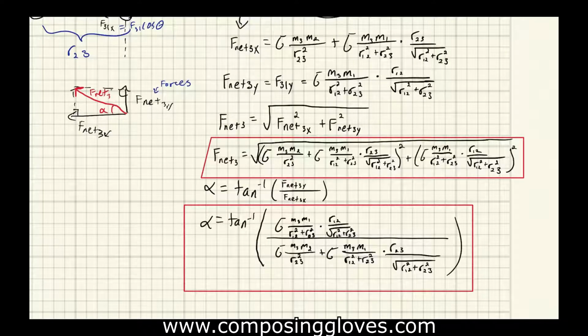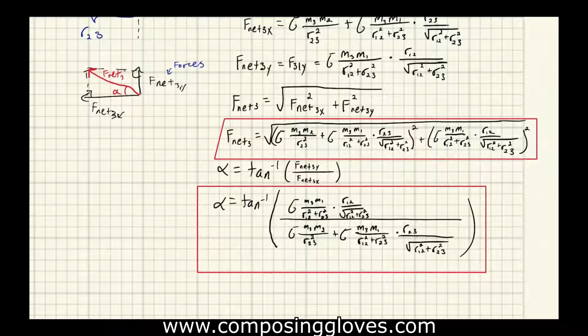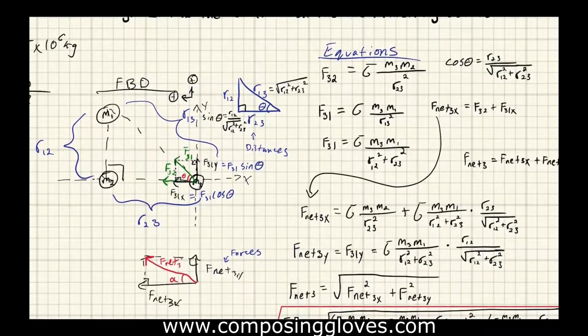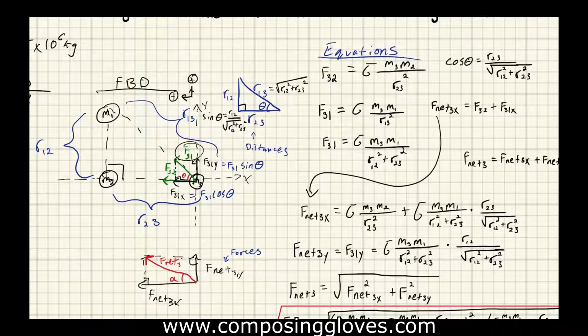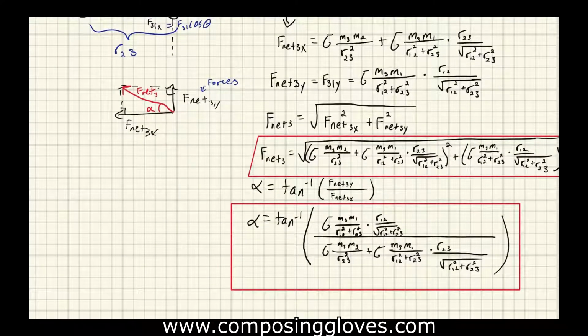And then we say, well, okay, but we still need to know the angle alpha, because the angle alpha might not be the same as theta. If you could see here, if we come over here to our FNet3, what is the angle of FNet3? The reason we're using theta for these is because that's what these forces are at. But the FNet force may not be at that angle. The FNet force may be at some other angle. So we say, okay, no problem. We say alpha inverse tangent.